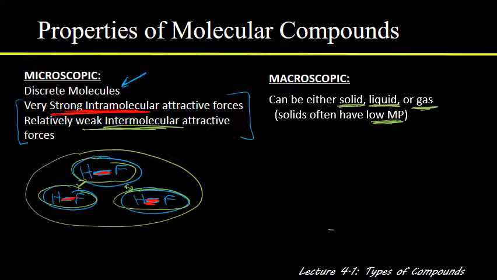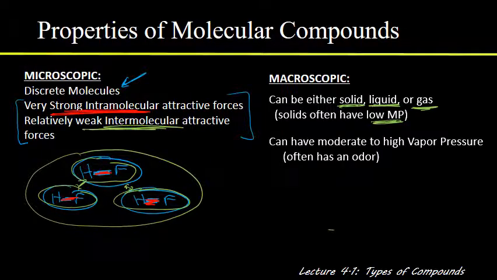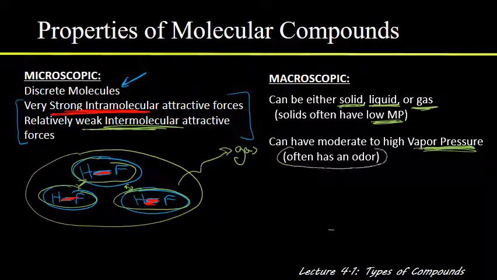Also, because the intermolecular forces are weaker, it's easier for the molecules to escape off into the gas phase since they're not held as tightly. And that means that molecular compounds are going to have a higher vapor pressure, right? More molecules escaping off into the gas phase, and that means that very often covalent compounds have a strong odor. Right? A good example of that is this compound.